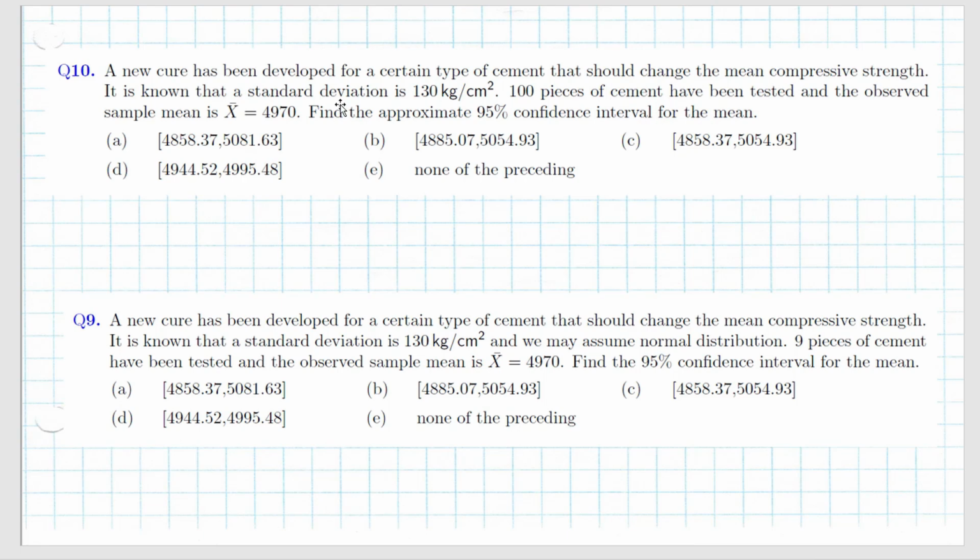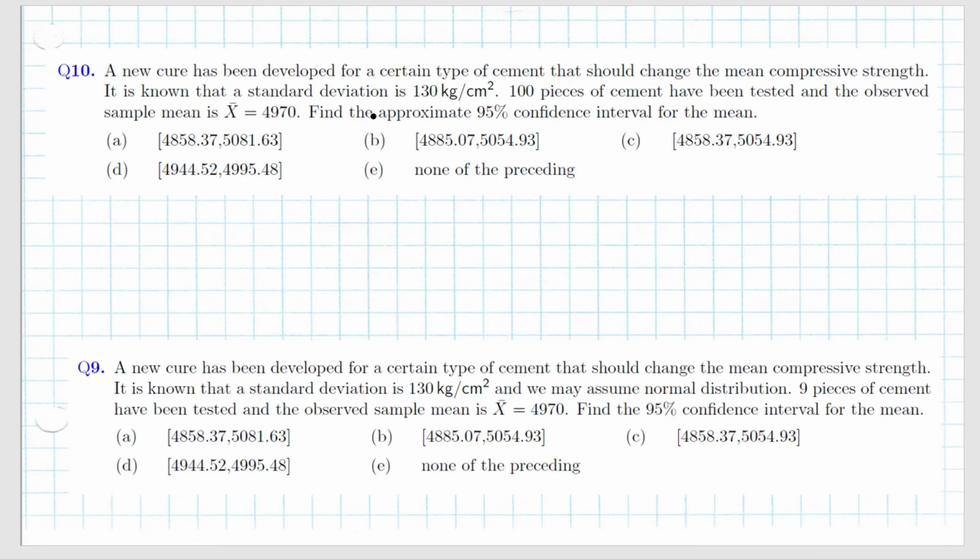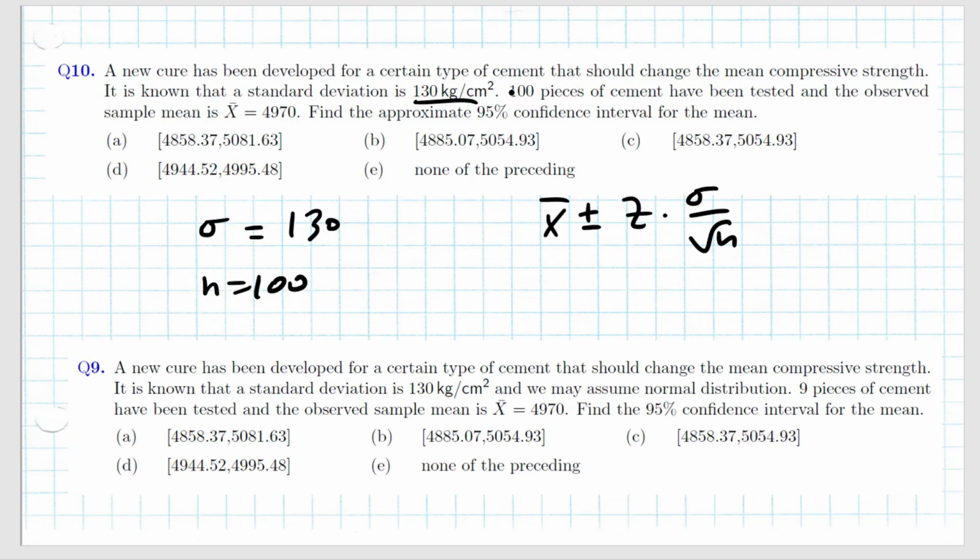Find a 95% confidence interval for the mean. We don't have the variance, but the standard deviation is 1. So we just use x bar plus minus z times sigma over square root of n. And what is n? N is 100, 100 pieces. We have x bar. So you just plug everything in. 95%, that means z is what? 1.96. Okay, so that's simple.